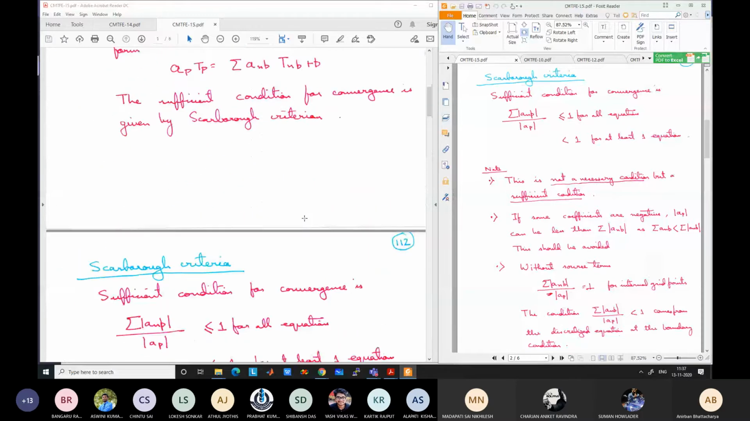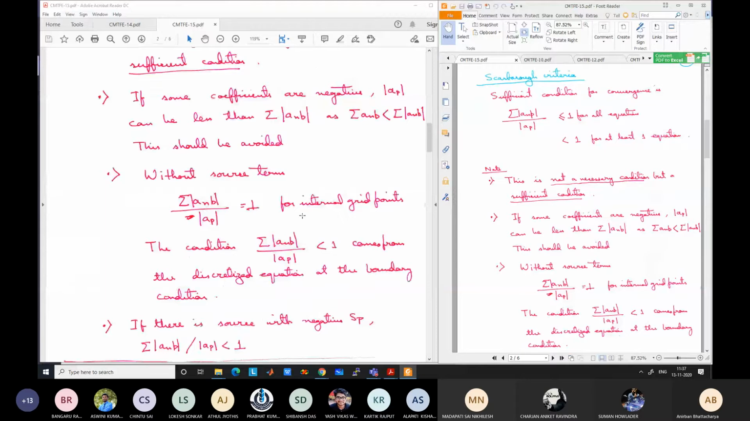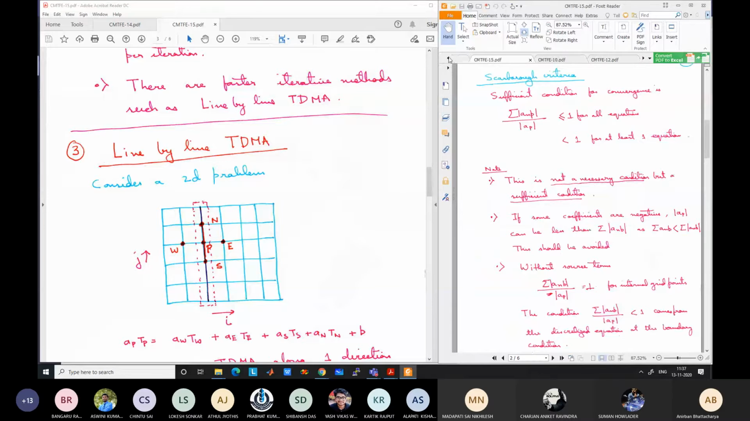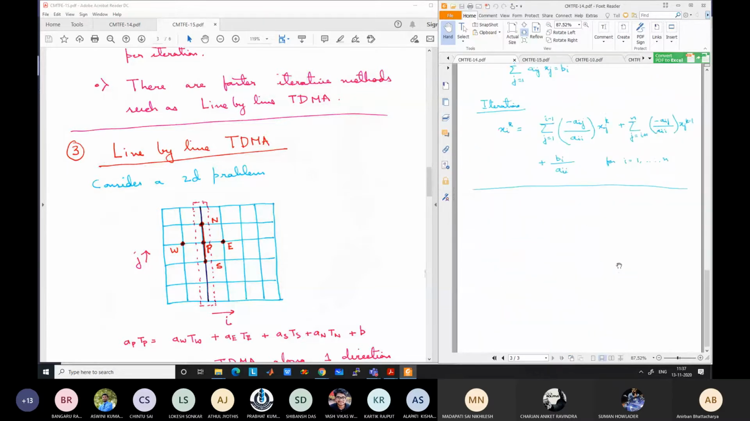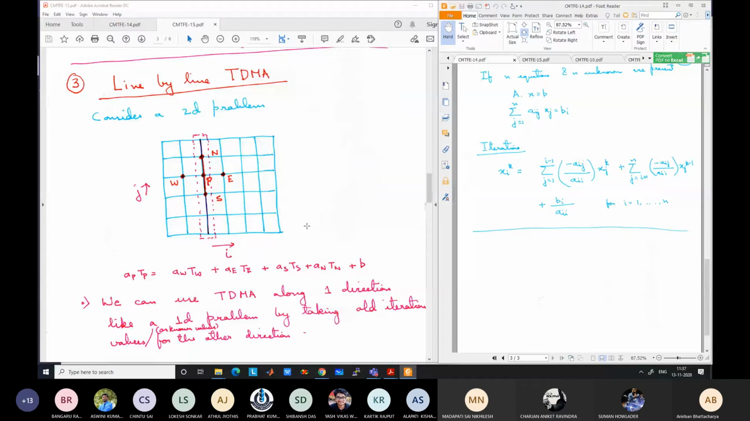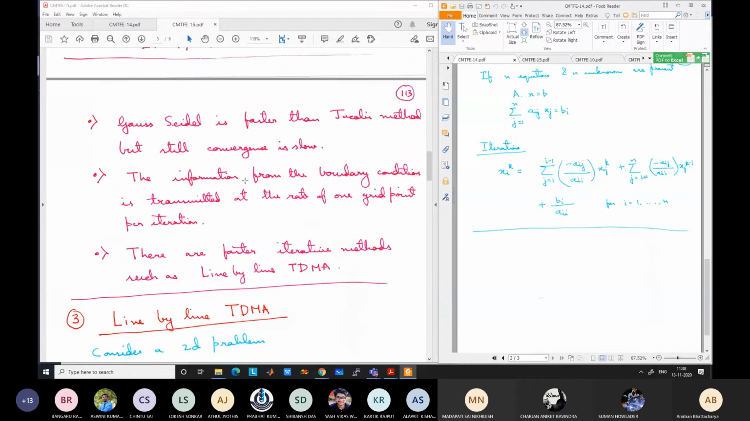So each equation we are treating separately like this, and we are proceeding one point at a time. So after one full round of iteration, your boundary condition will only proceed by one grid point. It will go inside by one grid point. Why is this the case? Because of the nature of the solution, the way we have written it.